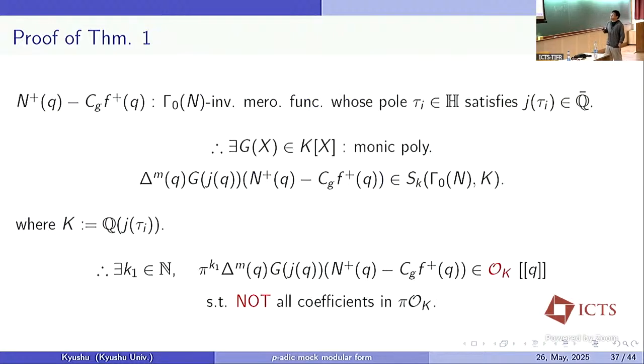Okay? And it is known that n plus q minus CZF plus q is a gamma 0 n invariant meromorphic function, and whose pole satisfies the algebraicity property. Therefore, let K be this number field. There exists a monic polynomial Gx such that delta power mq times ZJQ times n plus q minus CJF plus q is in Sk gamma 0 n K. Therefore, this Q series has bounded denominators. So there exists a natural number K1 such that pi K1 times it is in OK double bracket Q, such that not all coefficients are in pi OK.